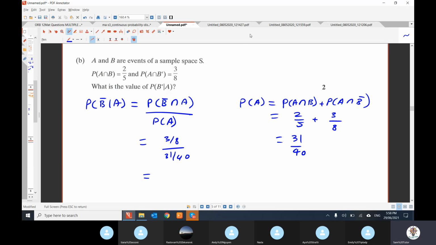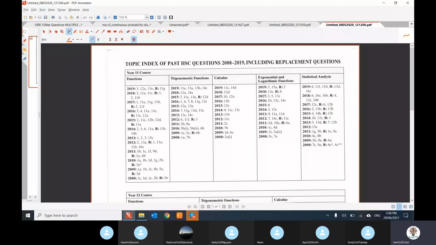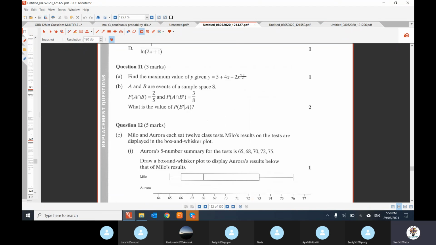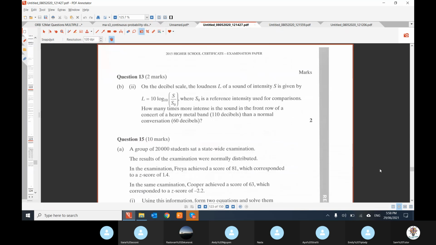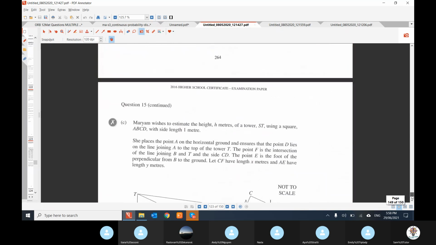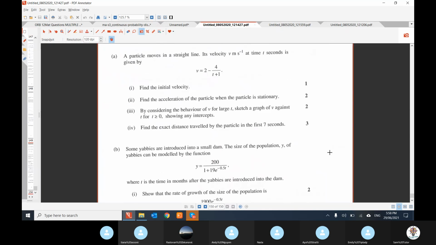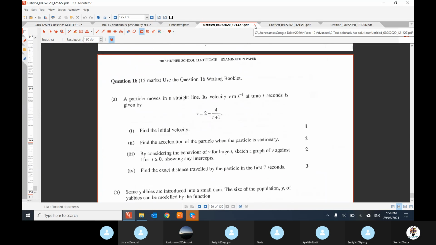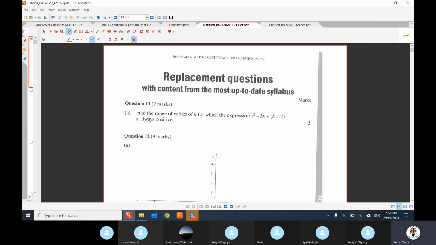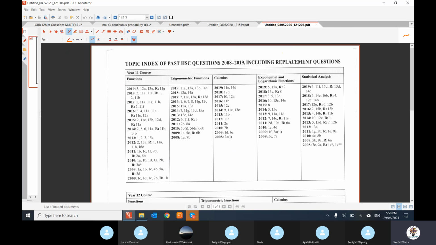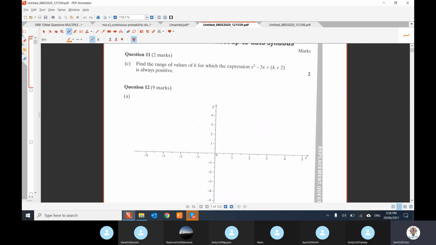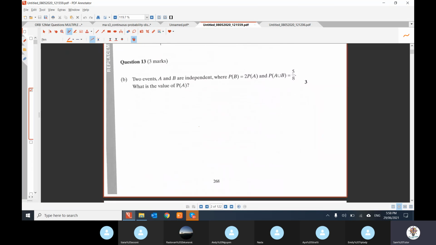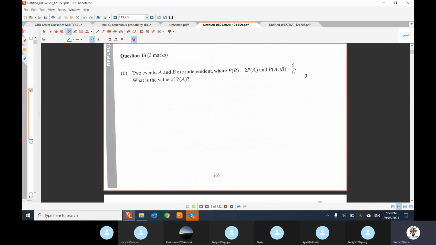Next. 2016, we're up to 13B. We've done 17 onwards, I think, so we'll do 16. 16 was question 13B. All right.